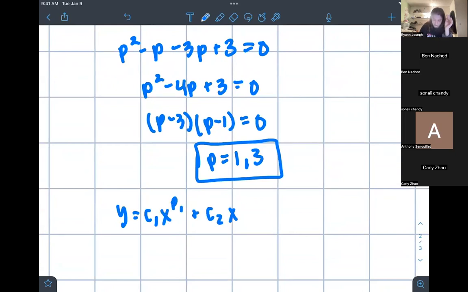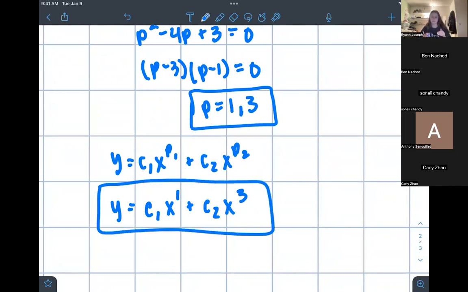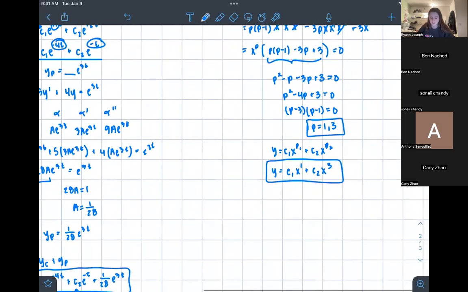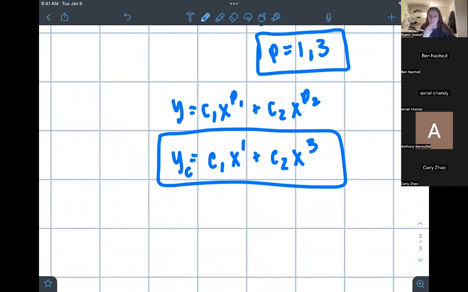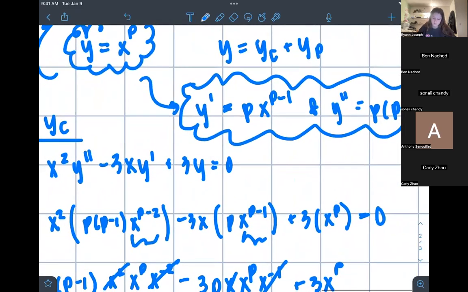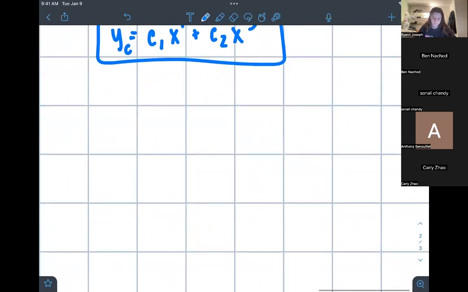Let's see, x to the p. And then here, I know that's going to look like this: c1 x to the 1, c2 x to the 3. That is the solution to the Cauchy-Euler equation. That is our complementary solution, our homogeneous solution. Now we need to solve for our particular solution, which again, we know this is what our equation looks like. This x squared y double prime minus 3x y prime plus 3y is equal to 12x to the 4th.